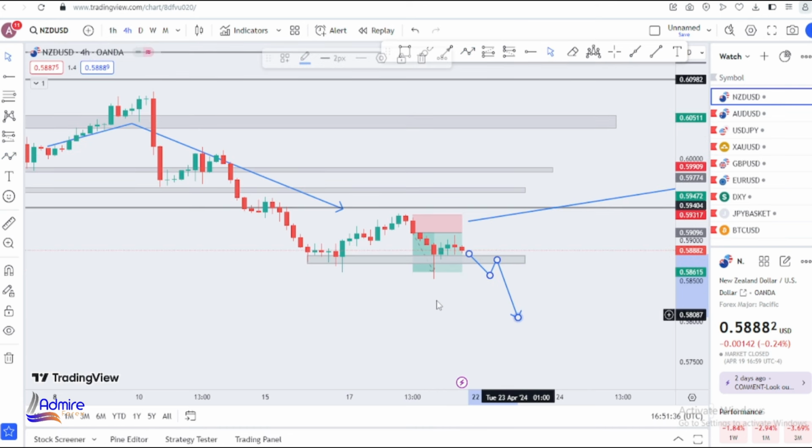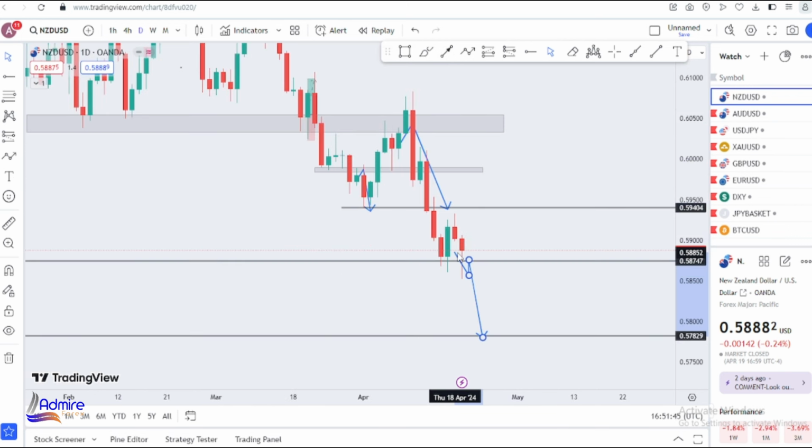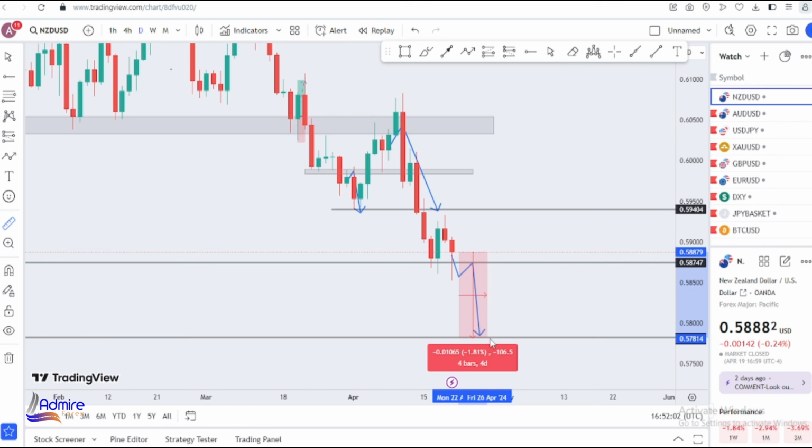So let's look at our higher time frame. We would be targeting our 0.578 area, all the way to the downside, and let's see how many pips of bearishness we are looking out for. Over 100 plus pips of bearishness all the way to the downside on NZDUSD.